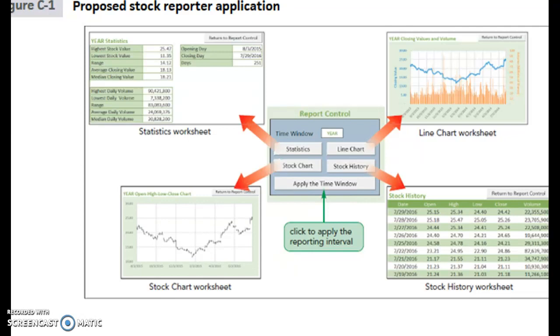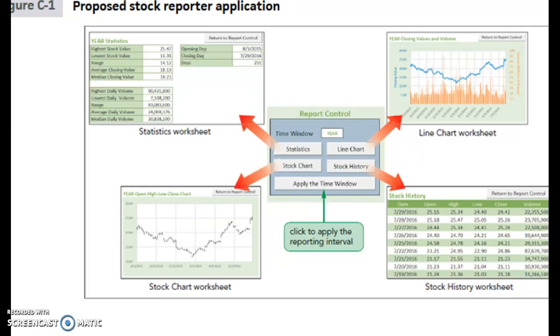So an Excel application uses Excel commands, tools, and functions. It's stored in an Excel file and can only be opened from within Excel. We'll create an application based on stock values for the current year. On the report control worksheet, there are 5 buttons. So that's the one in the middle, the menu. We move to the 4 charts with the statistics, line chart, stock chart, and stock history buttons.